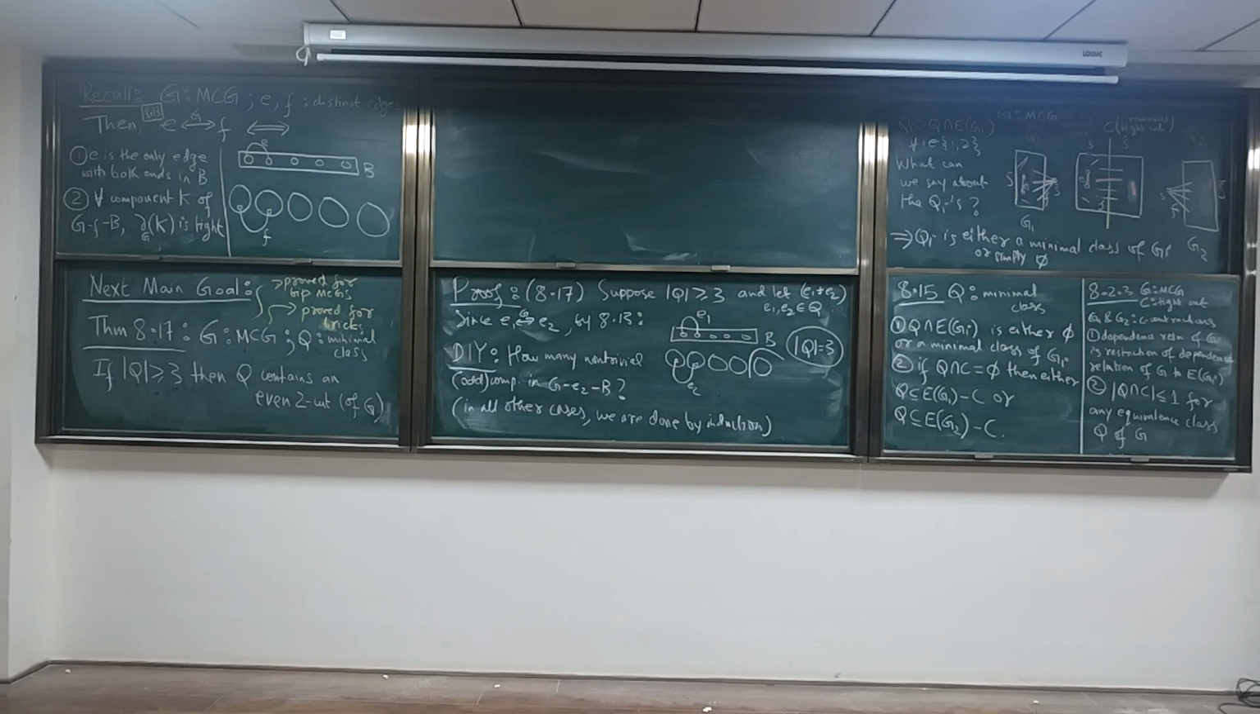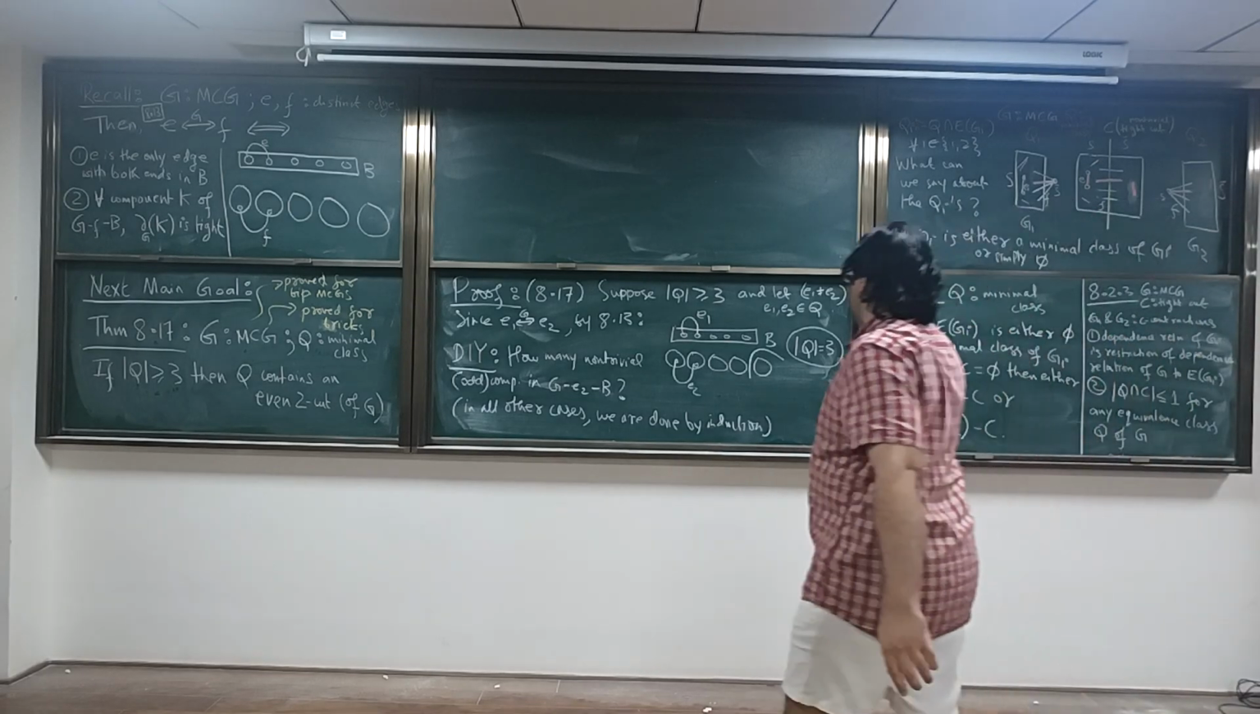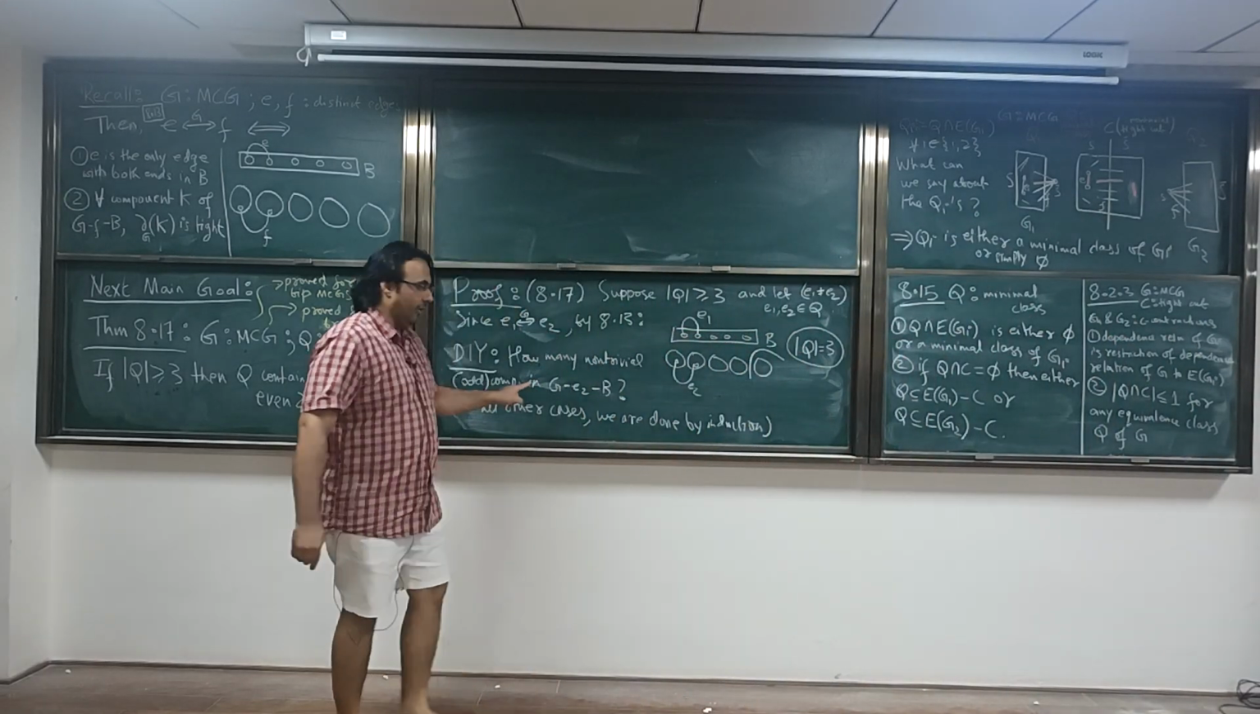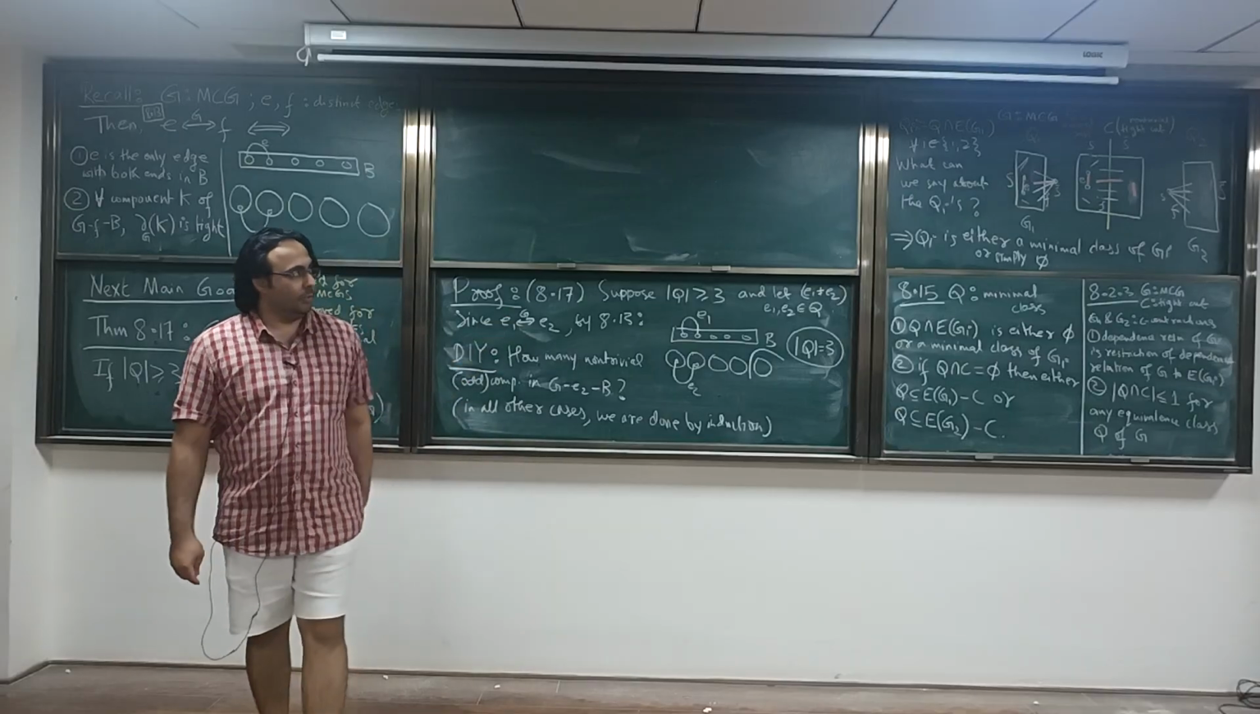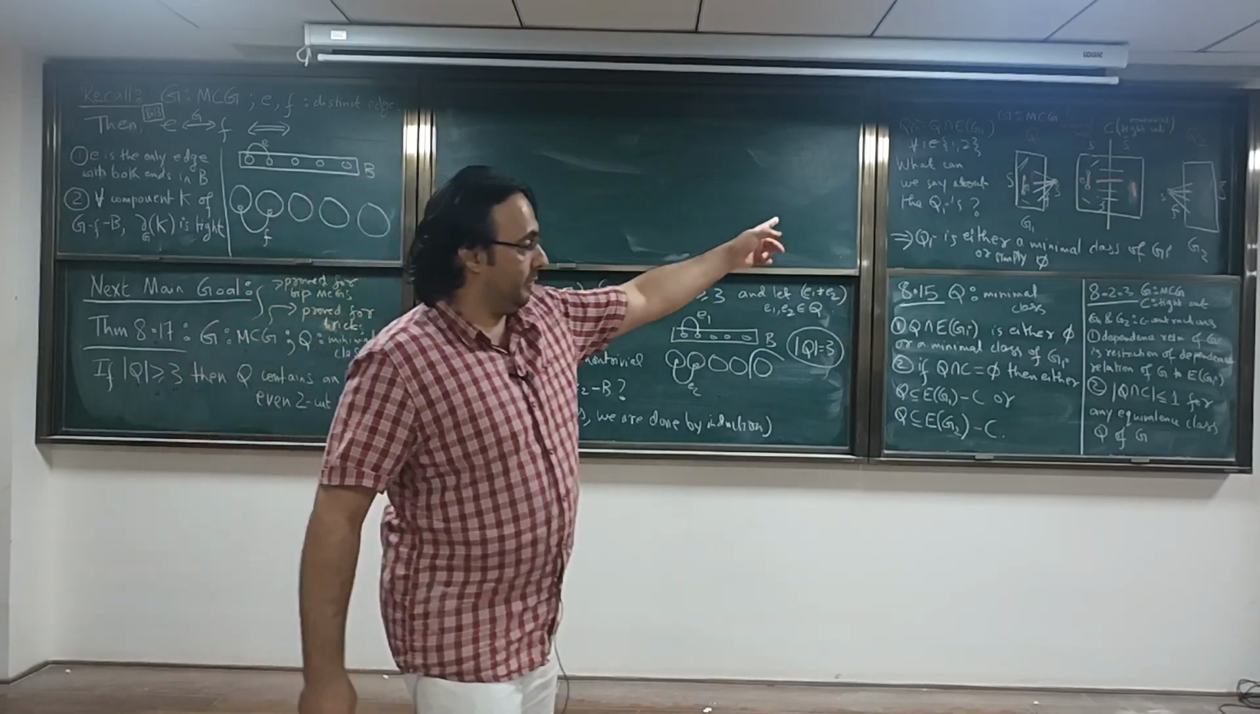Okay. So we have exactly cardinality 3 for Q. And now my question is, how many non-trivial odd components? And what does the figure look like? The figure where we are not able to finish the proof right away.